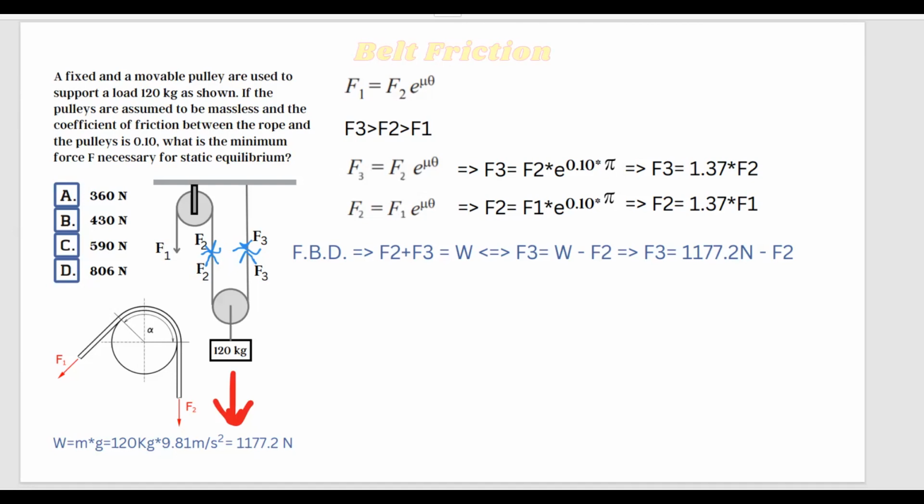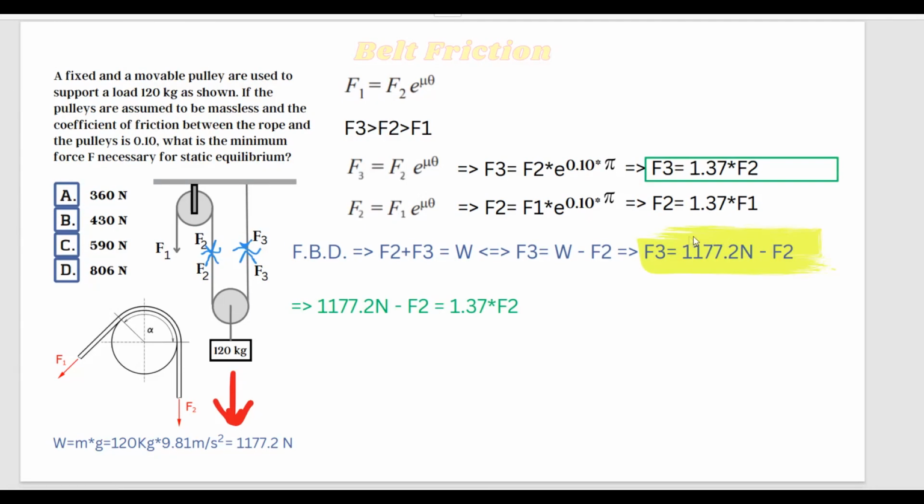Now, what can we do with that? Well, we have F3 expressed as weight minus F2. So we can come back to this equation that we have here and substitute F3 with this value over here. So let's go ahead and do that. We're going to substitute this in this equation. So F3, which is 1177.2 newtons minus F2 equals 1.37 multiplied by F2.